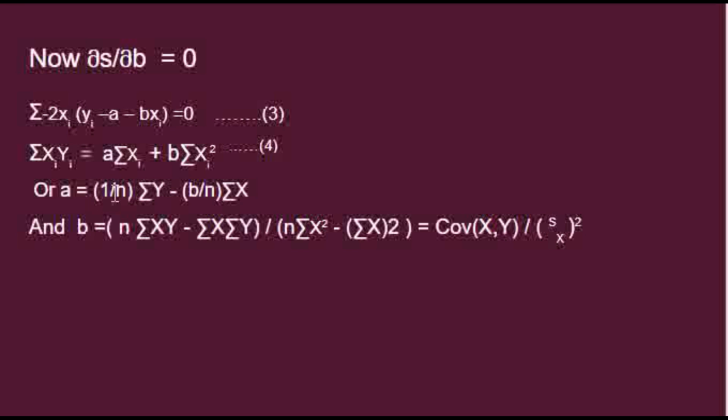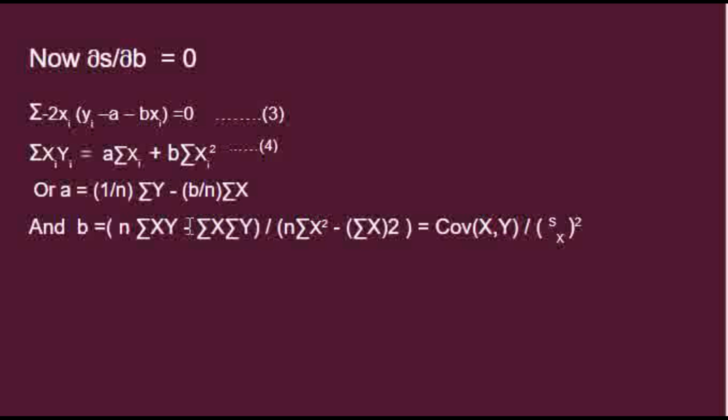So a equals 1 over n summation y minus b over n summation x, where y is understood as yi. Similarly, summation x is summation xi, i varying from 1 to n. And b equals n times summation xy minus summation x summation y, divided by n times summation x square minus summation x the whole square.